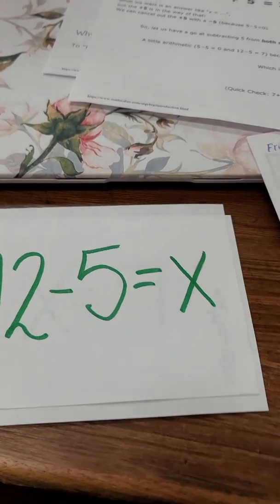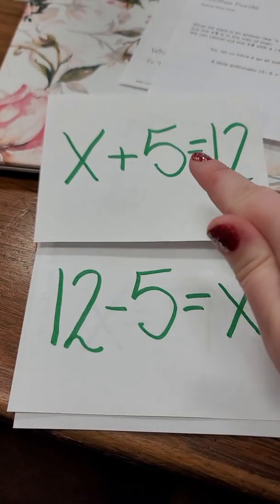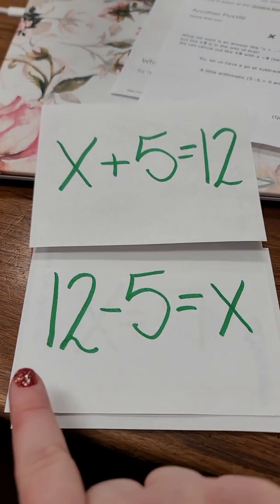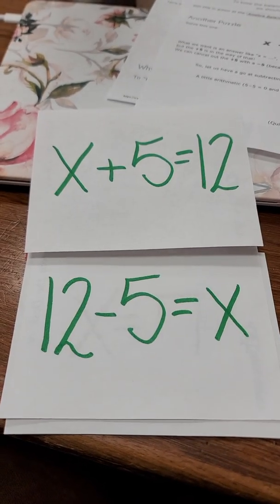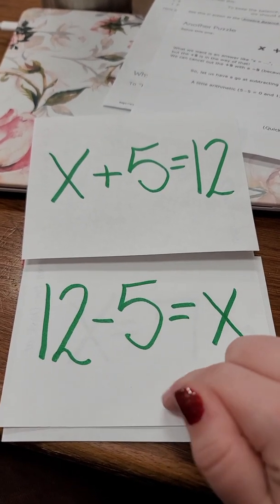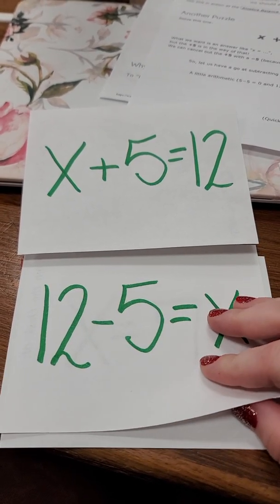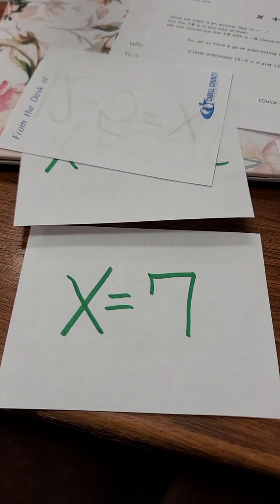You would just switch it. So instead of doing X plus 5 equals 12, you could do 12 minus 5 equals X. And it's the same thing because we know that addition is the opposite of subtraction. So then we would have X equals 7.